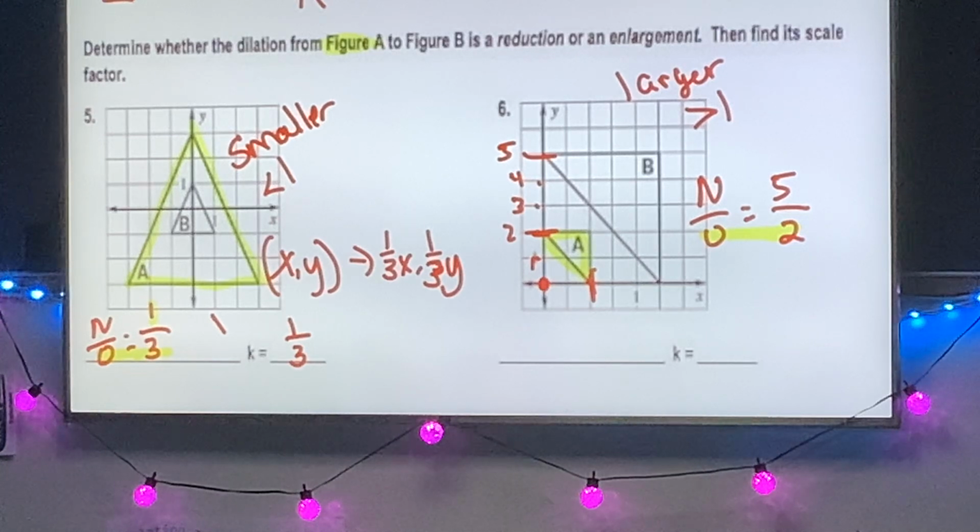Yes, please put your calculator in the calculator holder.